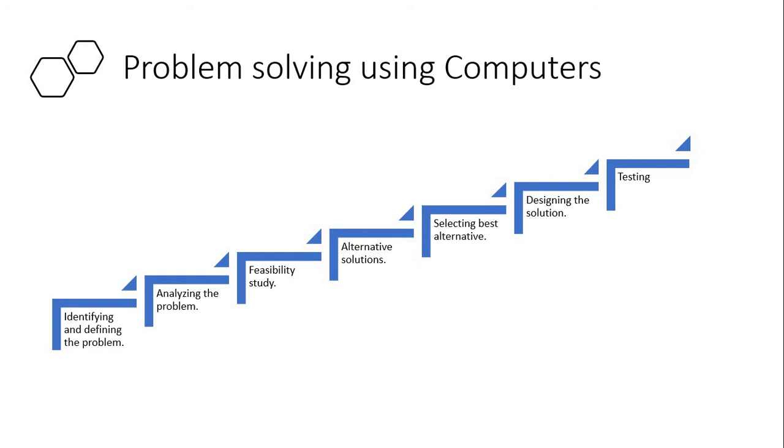Once the software is tested and it is error free, the next step is the implementation. At this stage, the software which is developed will be implemented in the organization to perform activities in the organization. This is how the program is developed for the computer for solving various problems.